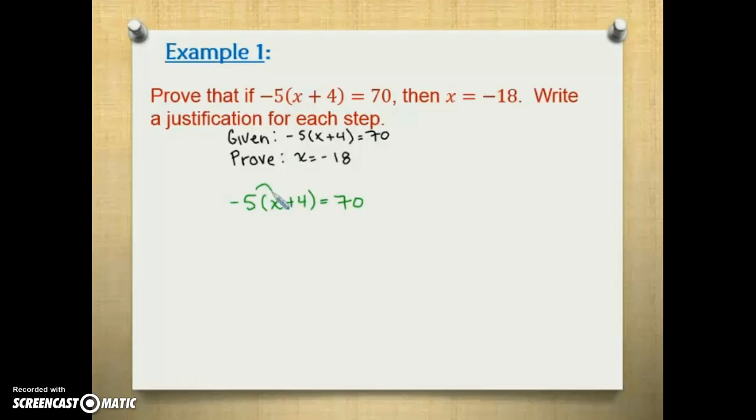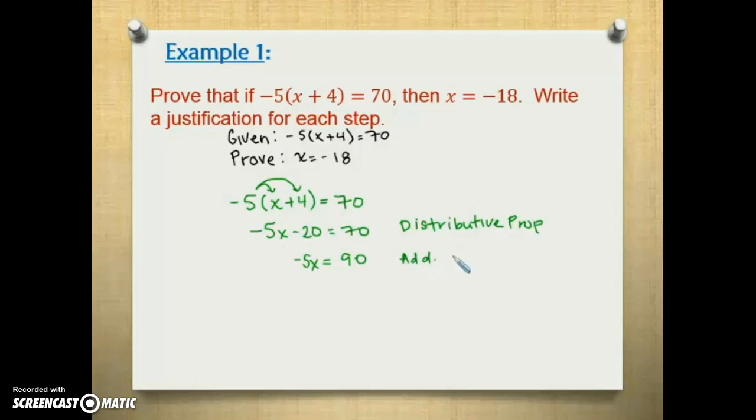So the first thing I want to do here is I'm going to distribute this right here. The reason I can distribute the negative 5 is because of the distributive property. So here I would get negative 5x minus 20 is equal to 70. So my justification for this is the distributive property. Then from here, to solve for x, I can add 20 to both sides of the equation. When I add 20 to both sides of the equation, I get that negative 5x is equal to 90. And the reason I can do that is because of the addition property of equality.